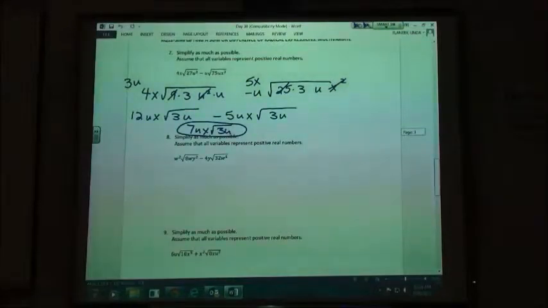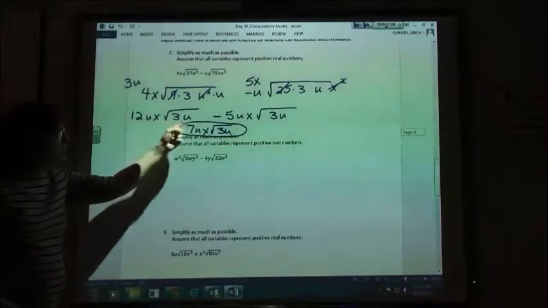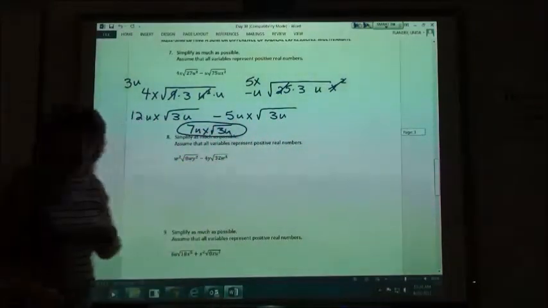So if you come up and they're not like terms, you probably made mistakes somewhere in your simplifying. Go back and check your work, because you should be able to add or subtract them by the time you're done, which means everything after the front number should be exactly the same.